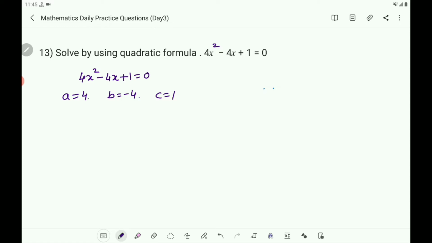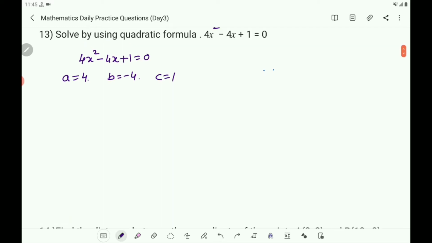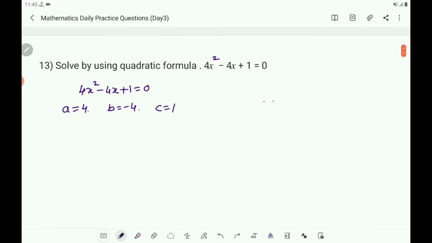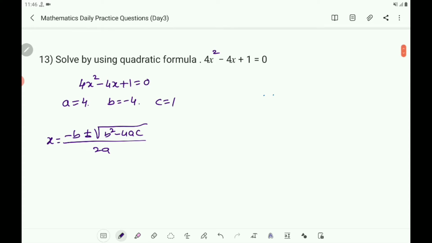You know that a is the coefficient of x square and b is the coefficient of x, that is minus 4, and c is the constant, that is c equals 1. Now you write the quadratic formula. What is that quadratic formula? X equals minus b plus or minus whole root b square minus 4ac by 2a.